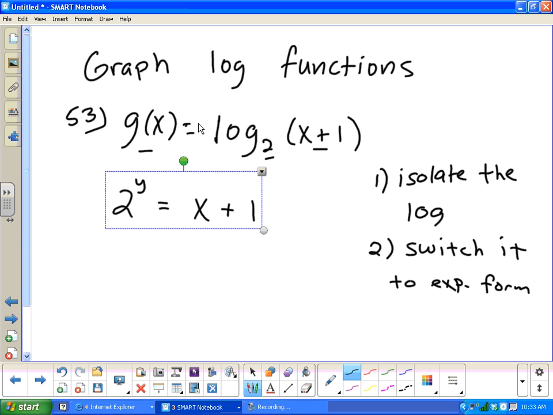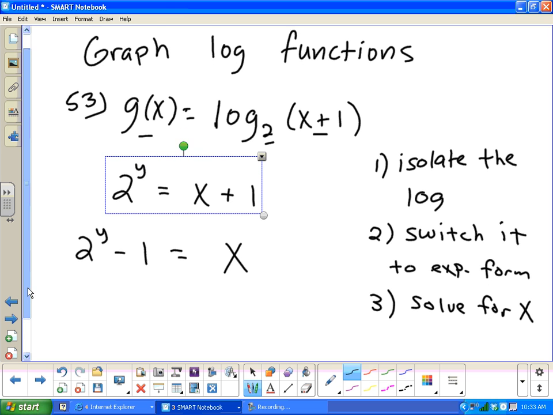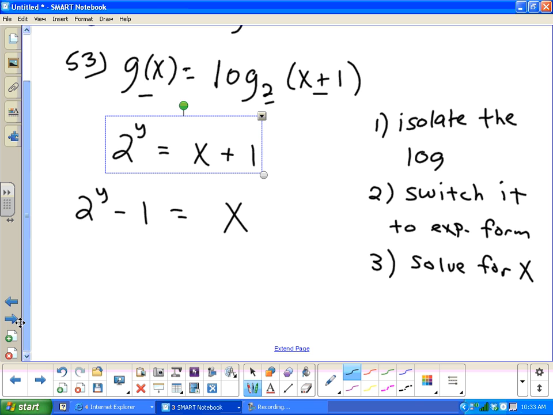Next thing, before we really start graphing, we're going to solve for x. That's really not that big of a deal. How would I solve for the x there? Subtract the 1. So it'll be 2 to the y minus 1 equals x. From here on out, I'm not going to write them all down. Basically, we're just going to graph an exponential.